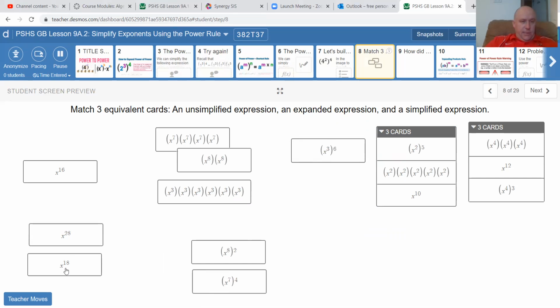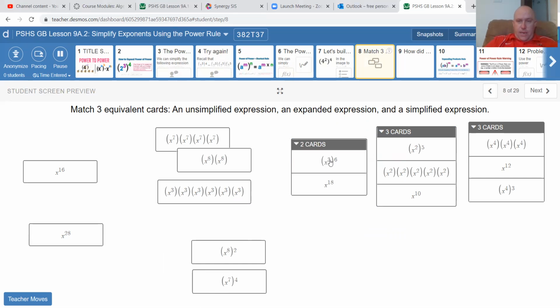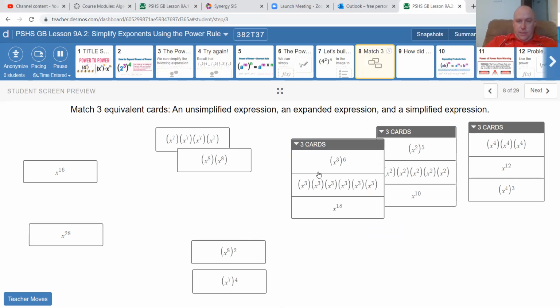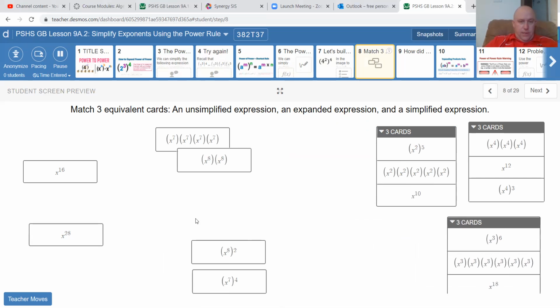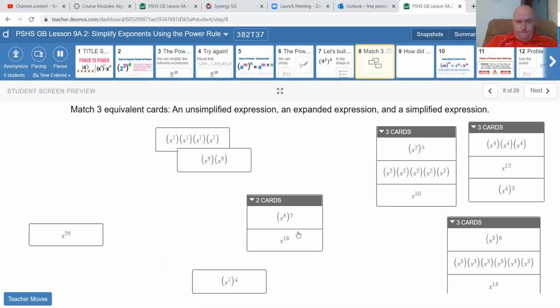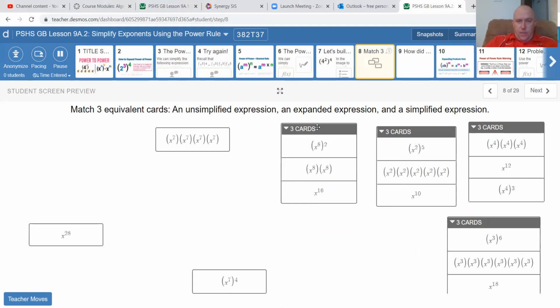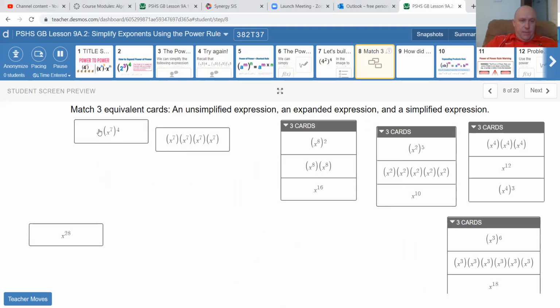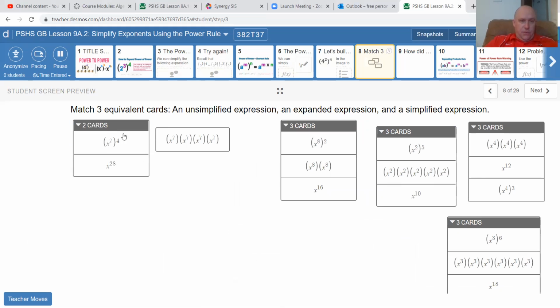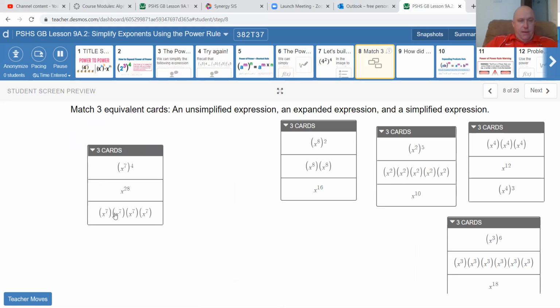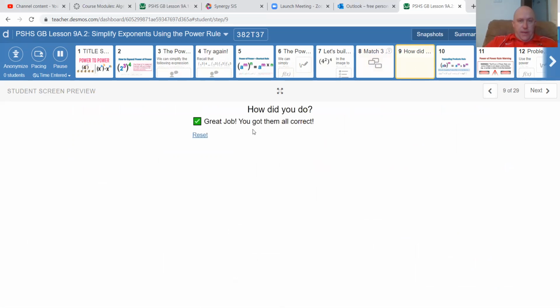3 times 6 is 18. And it means x cubed written out 6 times. And I'll drag that here. 8 times 2 is 16. And it means 8x to the 8 written out 2 times. And obviously the last one goes together, but let's see why. 7 times 4 is 28. And it says to the power of 4, so it should be written out 4 times. And then hopefully now, there we go. It says that we have them all correct.